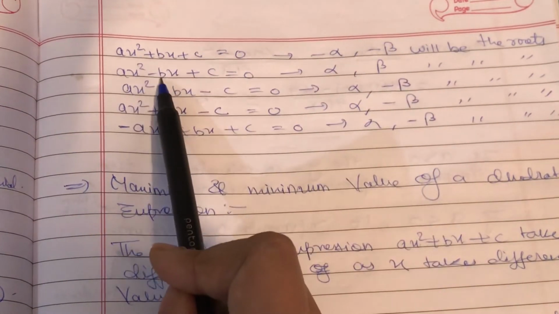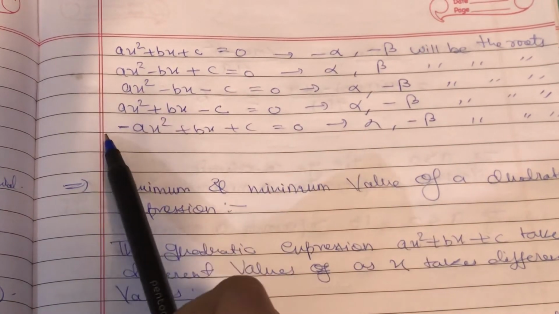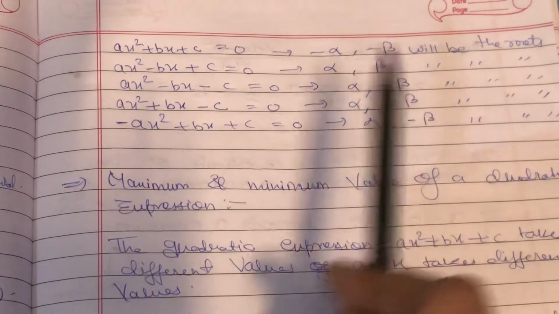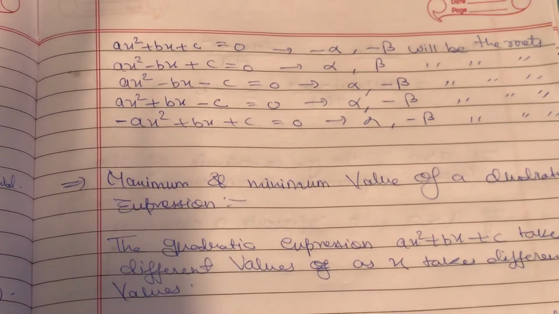If only b is negative, then both roots are going to be positive, and in all the rest of the cases one root is going to be negative. By remembering this funda, you can directly opt for the right answer.